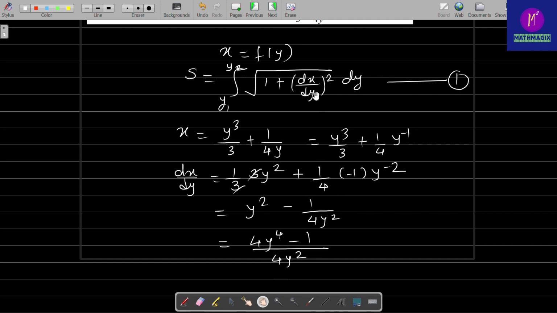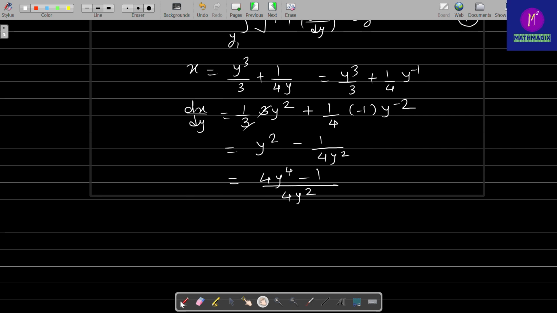We required in the formula (dx/dy) the whole square. So let us find out a square of this. So the square will turn out to be (dx/dy) the whole square, which is equals to (4y^4 - 1) the whole square, and we will have in the denominator (4y^2) the whole square.